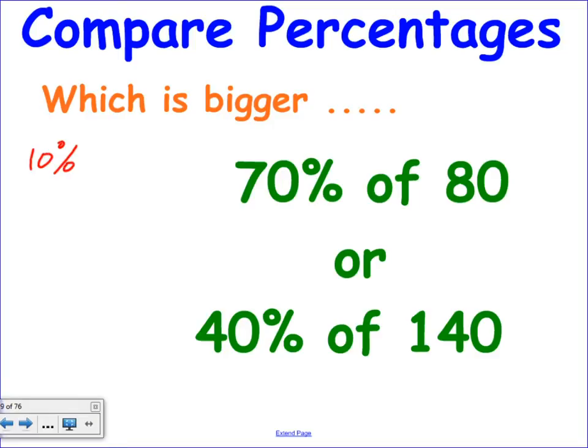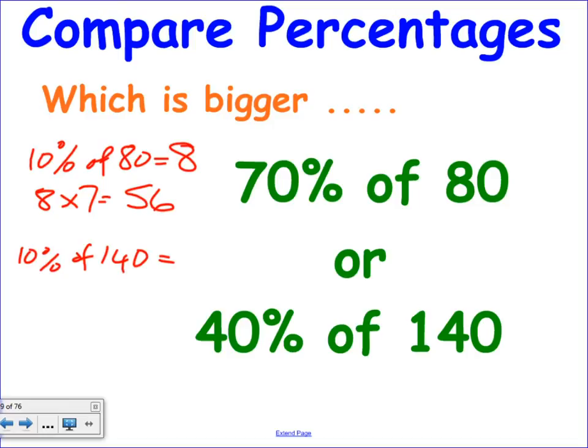Okay, our first one then. Our starting point. 10% of 80 is 8. But I don't want 10%, I want 70%. So 8 times 7 is 56. Okay. Let's do the other one. 10% of 140 is what? 14. 14 times 4 is 56. No difference. Same thing. But it shows how really quickly you can use a 10% rule. If you're walking around the sales or whatever, just do the 10% and then multiply it by what percentage you're interested in.